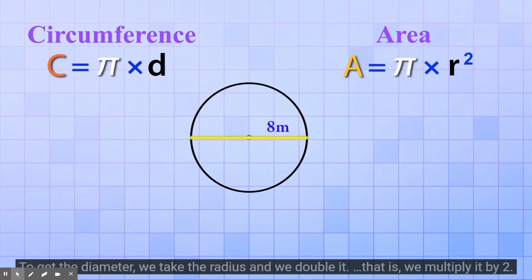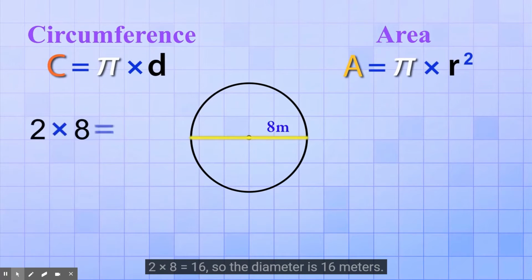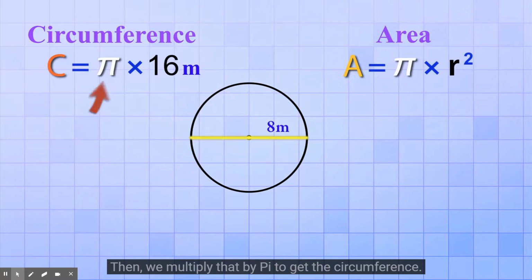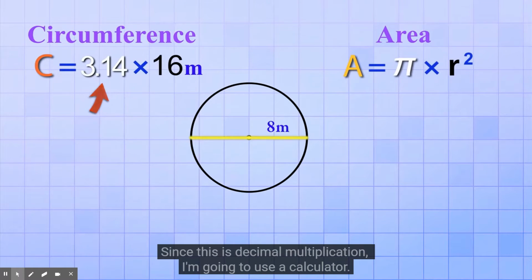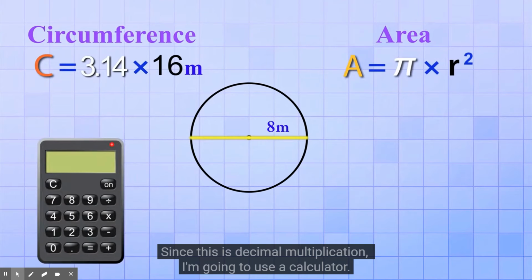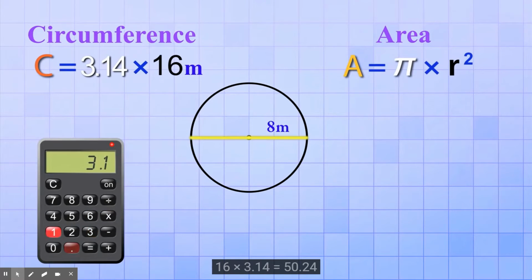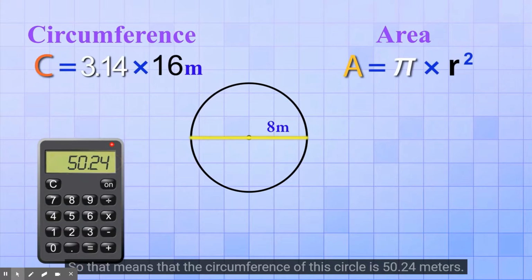That is, we multiply it by 2. 2 times 8 equals 16, so the diameter is 16 meters. Then, we multiply that by pi to get the circumference. Since this is decimal multiplication, I'm going to use a calculator. 16 times 3.14 equals 50.24. So that means that the circumference of this circle is 50.24 meters.